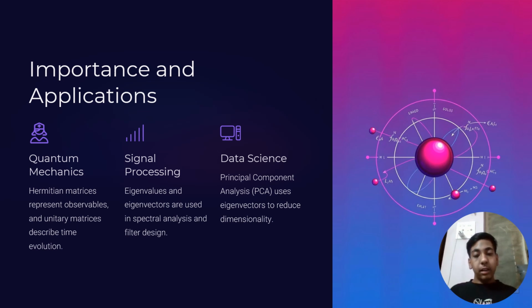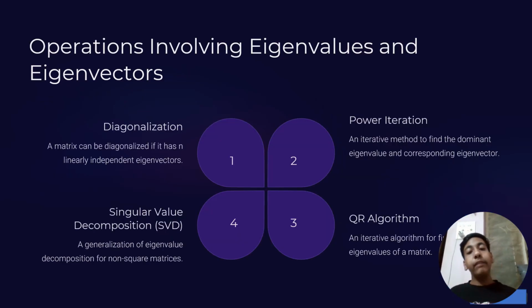We can find eigenvalues, eigenvectors, Hermitian matrices and unitary matrices in quantum mechanics with the app Wolfram Mathematica. Here we see later. Second is signal processing. Eigenvalues and eigenvectors are used in spectral analysis and filter design. Next, data science. Principal component analysis uses eigenvectors to reduce dimensionality. Operations involving eigenvalues and eigenvectors: diagonalization, power iteration, singular value decomposition, QR algorithm.